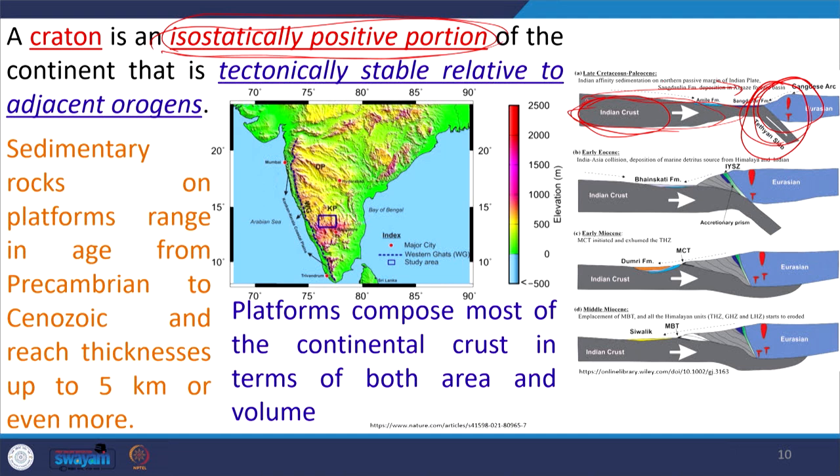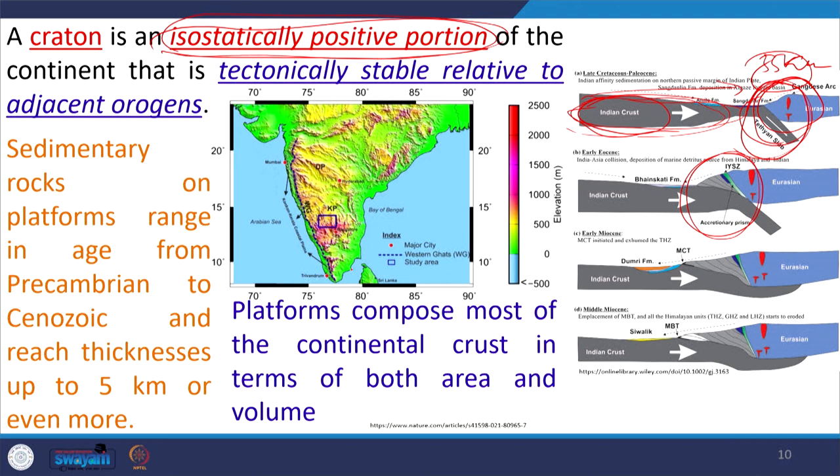So, that is why it remained tectonically stable from this Precambrian time, and during this Himalayan orogeny around 55 Ma, it was relatively unaffected. So, that is why it is a craton, an isostatically positive portion of this continent that is tectonically stable relative to the adjacent orogen. Whether it was the Himalayan orogeny or the Eastern Ghat orogeny, the middle part of this craton was undeformed at that time.